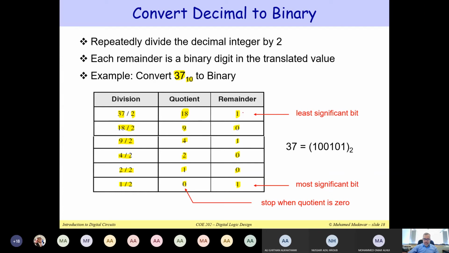Okay, so you can say that this one here is this one here. And this is the most significant bit which appears here, okay? You can see that clearly. So basically the remainders are the bits of the binary number, and we write them backwards, starting from the least significant bit to the most significant bit, okay? So the number can be read as 100101, and this number is 37, okay, in decimal.